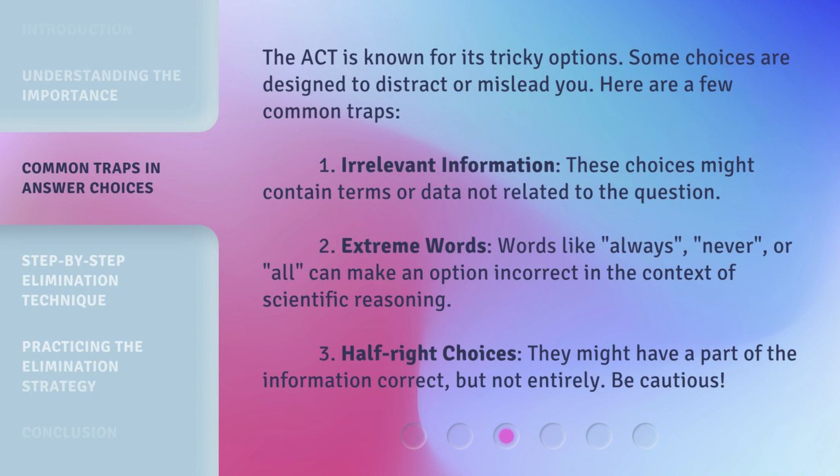The ACT is known for its tricky options. Some choices are designed to distract or mislead you. Here are a few common traps. 1. Irrelevant information. These choices might contain terms or data not related to the question. 2. Extreme words. Words like always, never, or all can make an option incorrect in the context of scientific reasoning. 3. Half-right choices. They might have a part of the information correct, but not entirely. Be cautious.